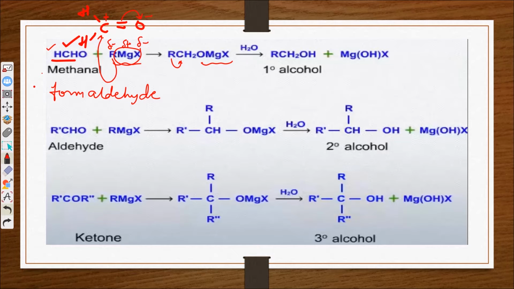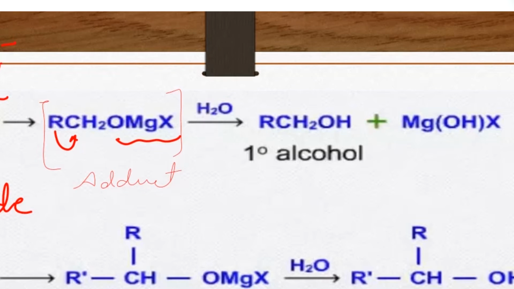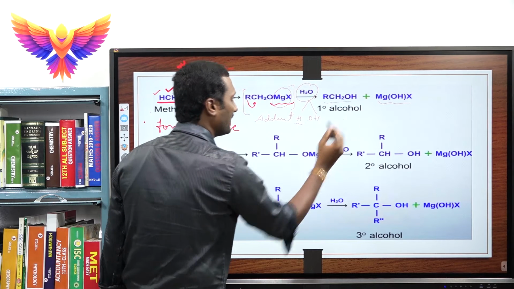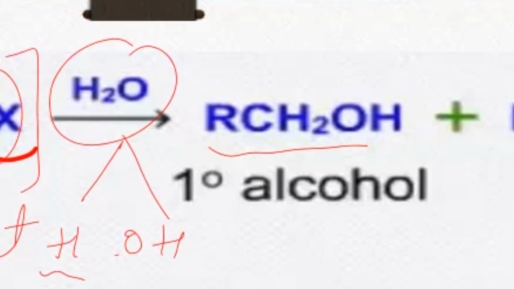So now when this formaldehyde reacts with the Grignard reagent, this we call an adduct, called an intermediate. When this intermediate hydrolyzes with water, means we take H and OH. OH will attach with the magnesium halide to form magnesium hydroxide halide, and H will combine with the O to form a 1 degree alcohol. Make note, it is a 1 degree alcohol, students.